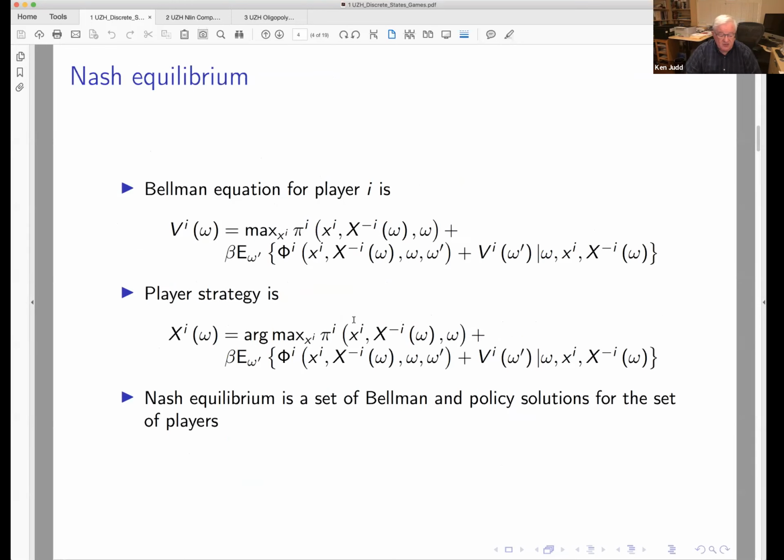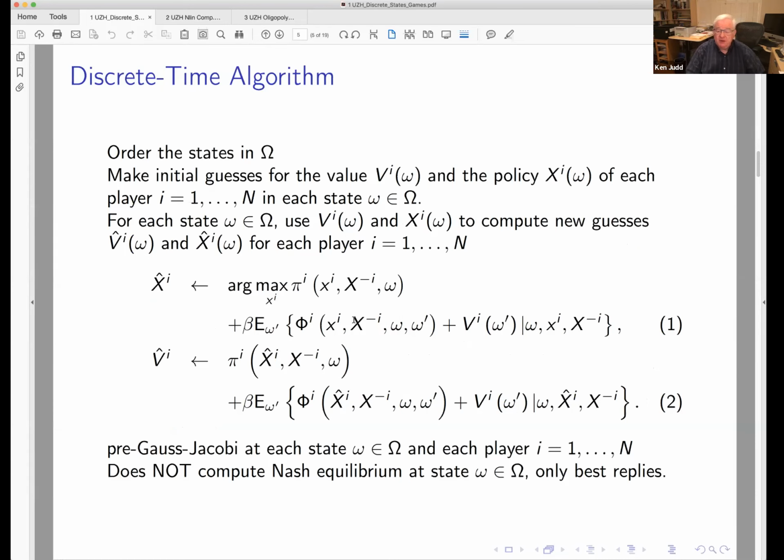Now, by the way, this is not dynamic programming. This does not have the contraction property. So in fact, we know for many reasons that these games can have many equilibria. So that means that we can't just proceed as we did with dynamic programming and believe that we're going to converge to a unique solution.